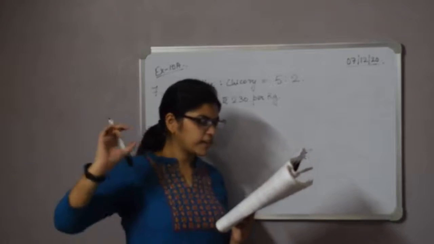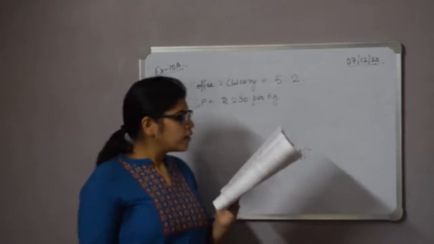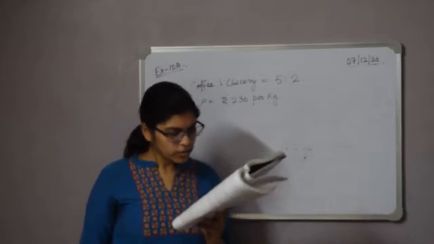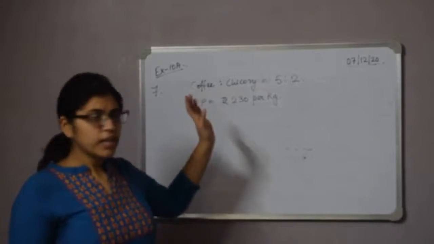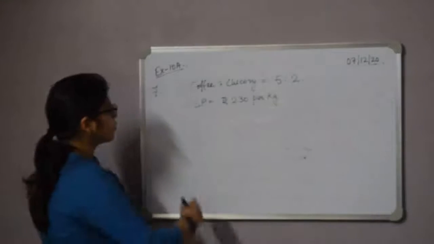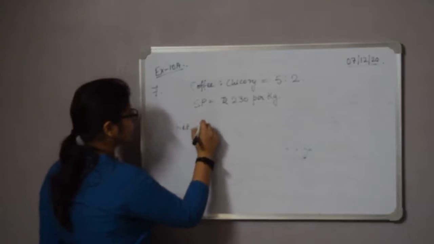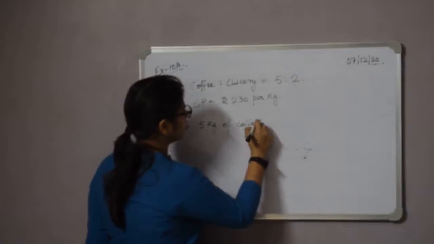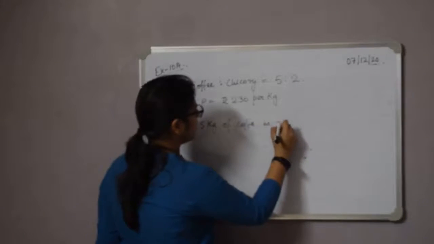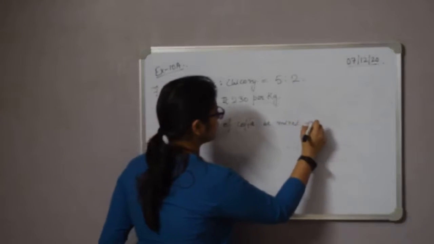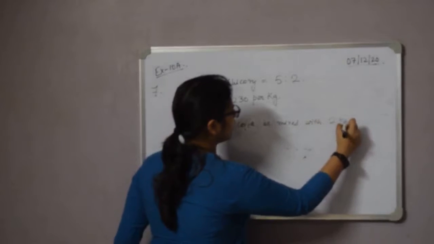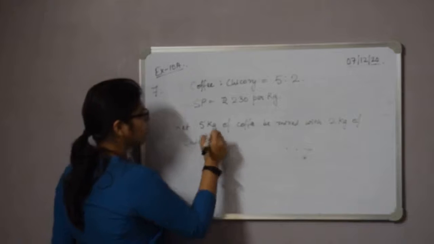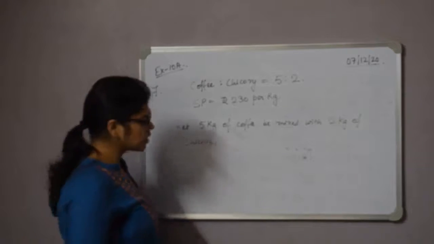Sorry, it says find the gain or loss percent. Okay. So now we can say let 5 kg of coffee be mixed with 2 kg of chicory, because the ratio is given as 5:2. So we can write let 5 kg of coffee be mixed with 2 kg of chicory. So what is the total cost price of the mixture?